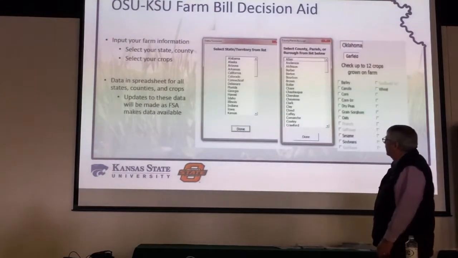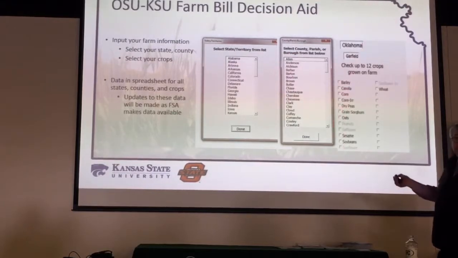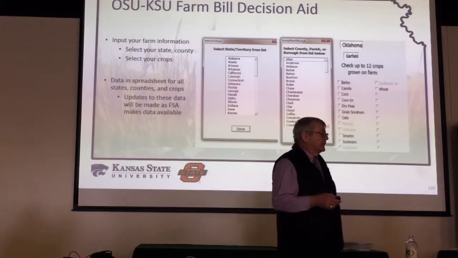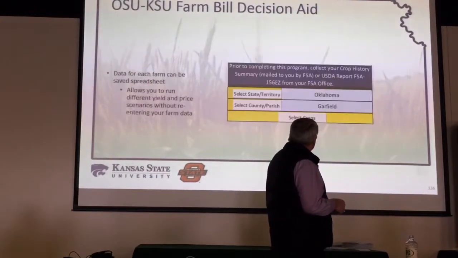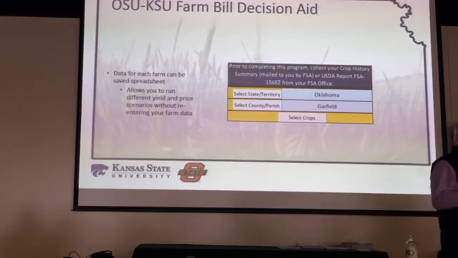So, what I'm talking about is you're going to get drop-down menus like this, and you pick your state, then you pick your county, and you pick your crops. Everything but cotton. Cotton's a totally different program. If you know somebody wants to be in on the cotton end, we will cover cotton in Wichita. It'll be the only location that we do.